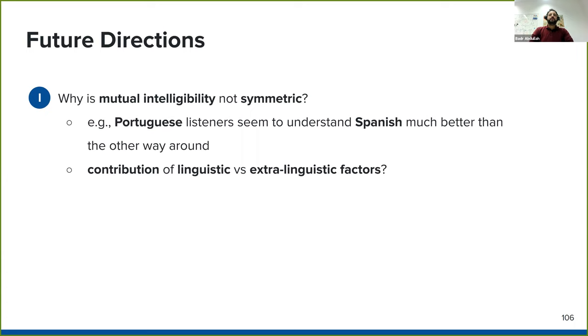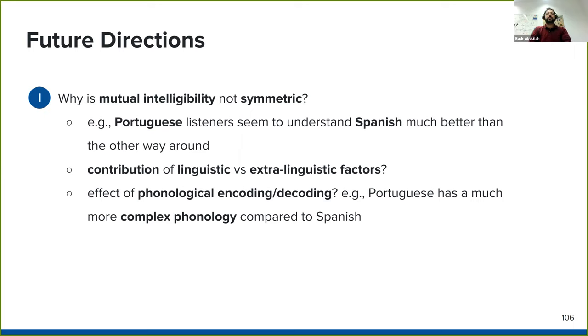And this could be due to linguistic as well as extra-linguistic factors. But I think the main effect could be due to phonological encoding and decoding. Portuguese has a much more complex phonology compared to Spanish, as well as very strong phonetic reduction. And this could just make it hard for Spanish listeners to decode what's being said in Portuguese.